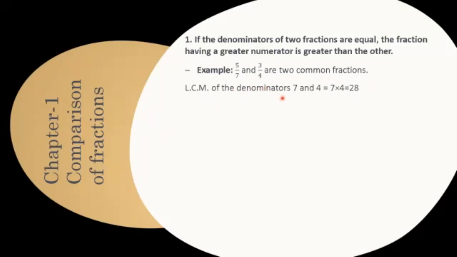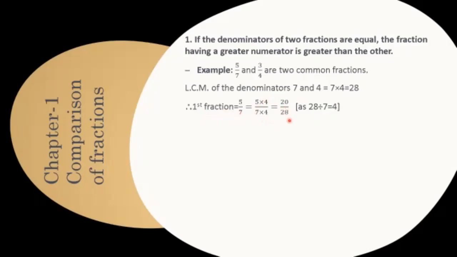Now LCM of the denominators, as you can see, 7 and 4, this is the denominator, and LCM of them will be 7 multiplied by 4 equals 28. Now first fraction equals 5 divided by 7 equals 5 multiplied by 4 divided by 7 multiplied by 4. How can you get this? Because we will divide this LCM 28 divided by 7, it will be 4. That's why we will multiply with 4 both the numerator and the denominator, because we need to make both fractions have equal denominators. That's why we are doing this.